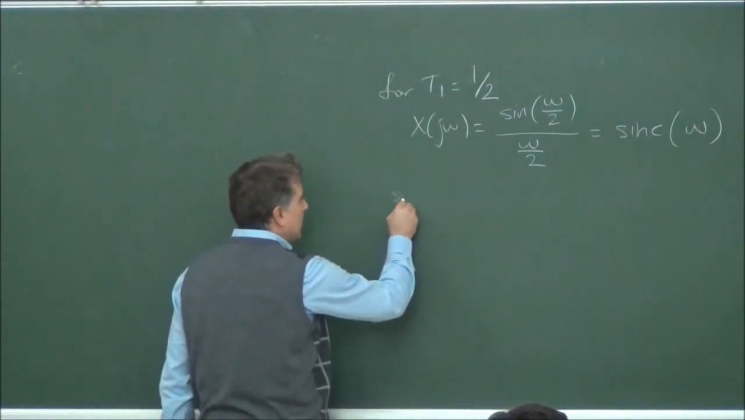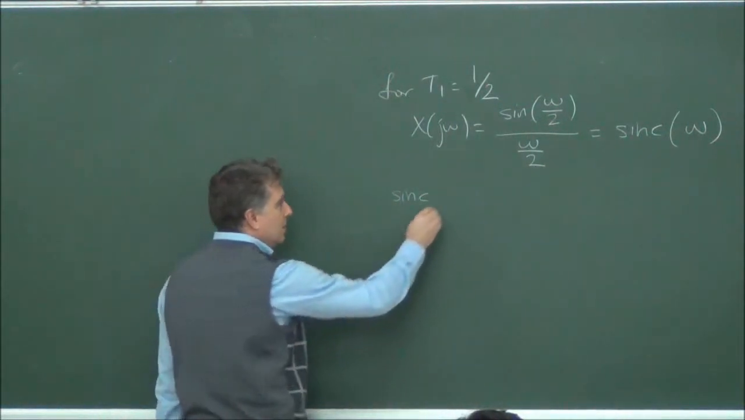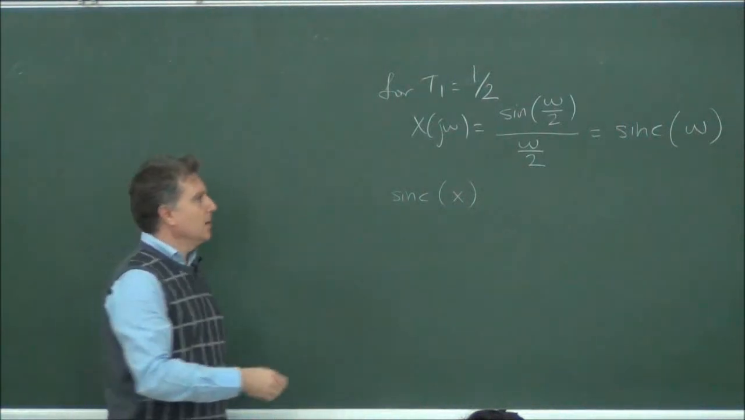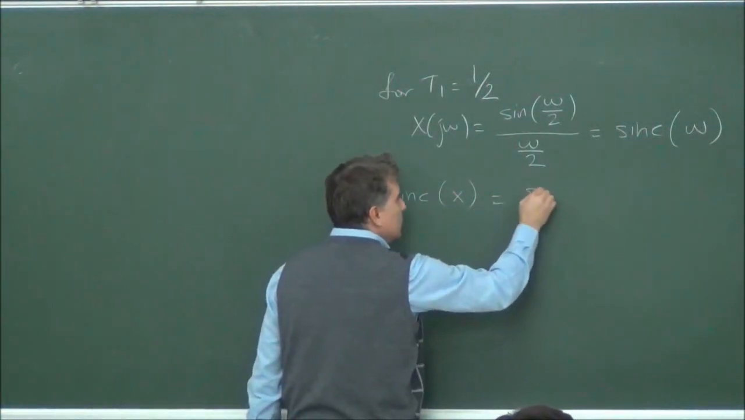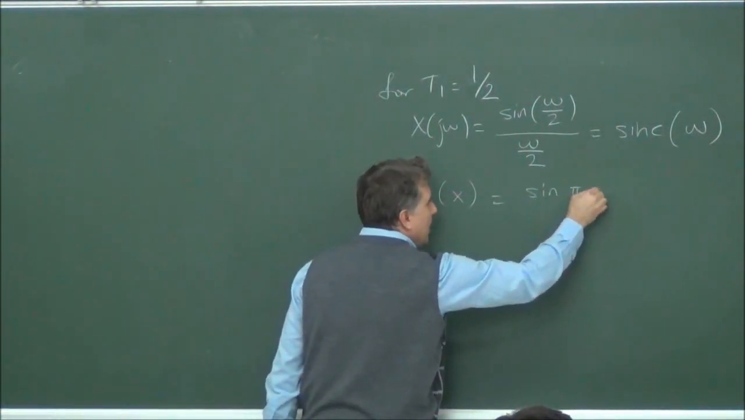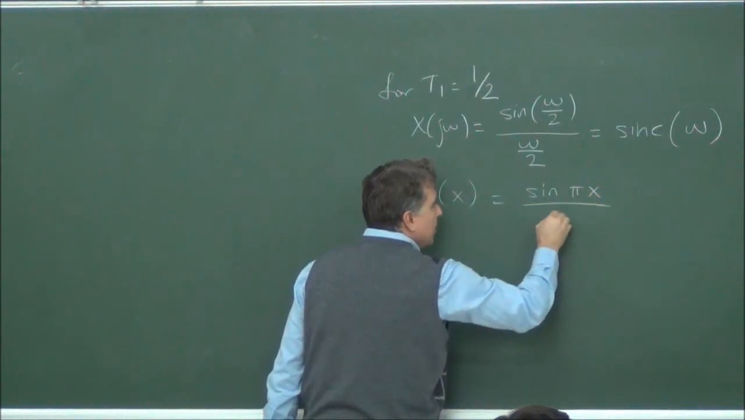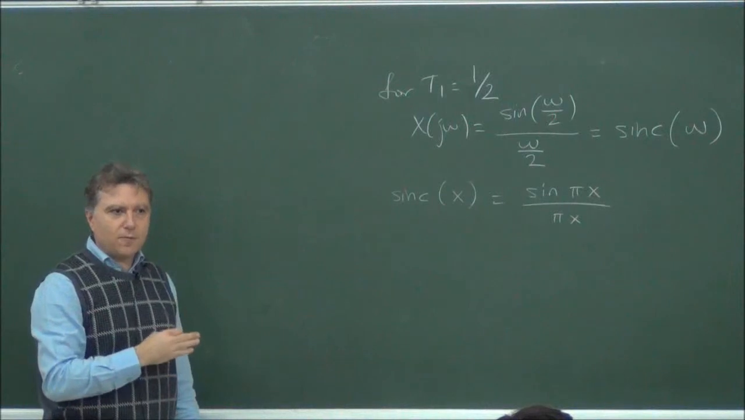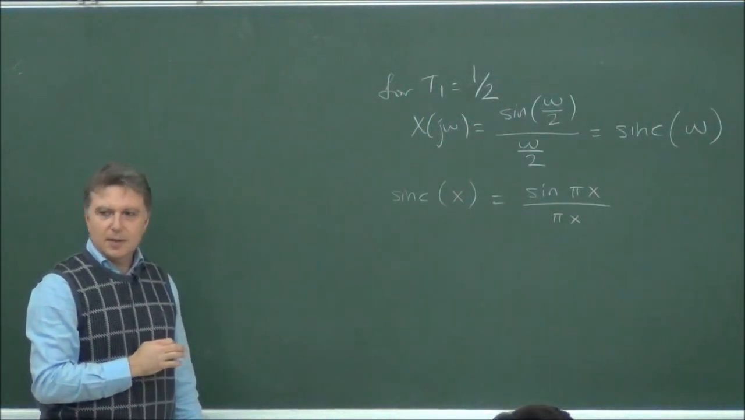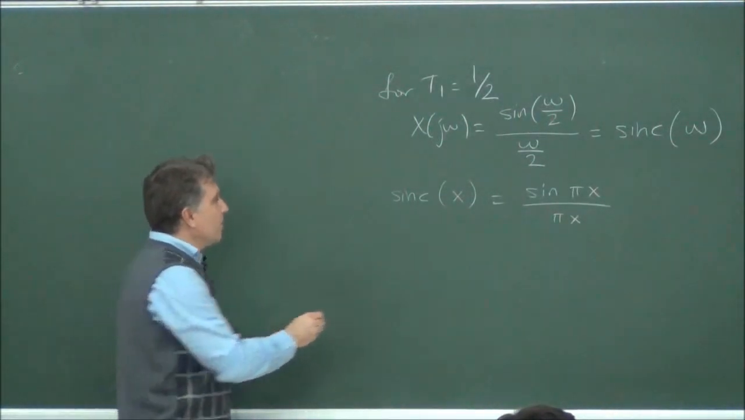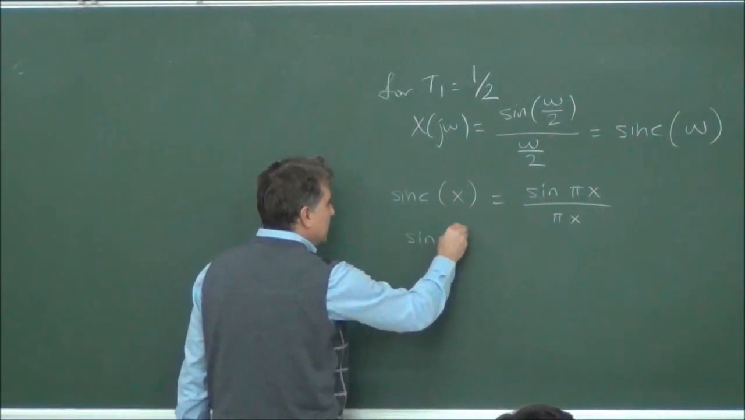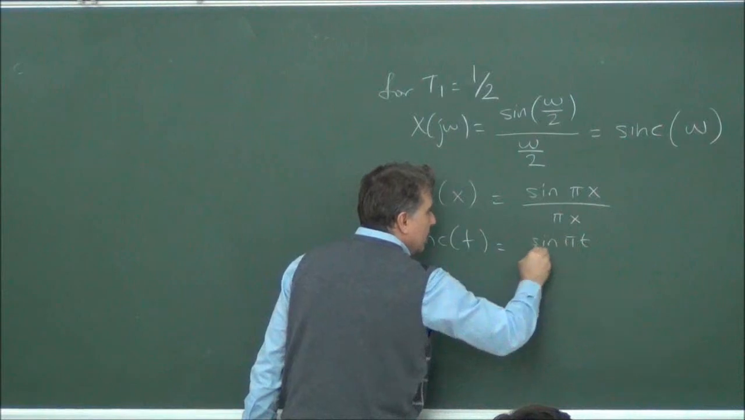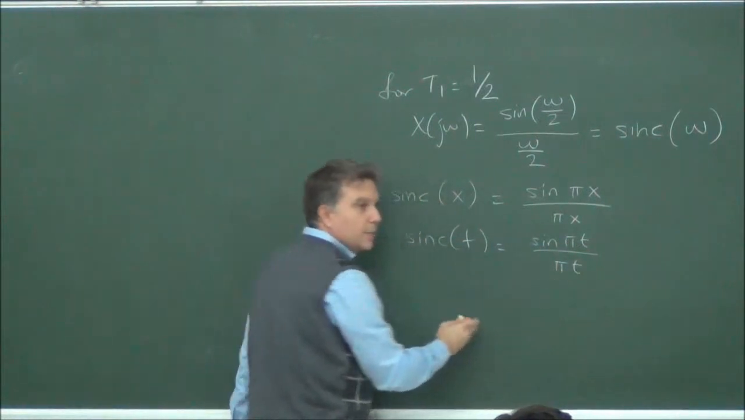Normally, this function, let's call it sinc of x, is equal to sine pi x divided by pi x. Okay, this is the most accurate description of a sinc function. And therefore, for example, when I say sinc t, it means sine pi t over pi t. This is what I mean.